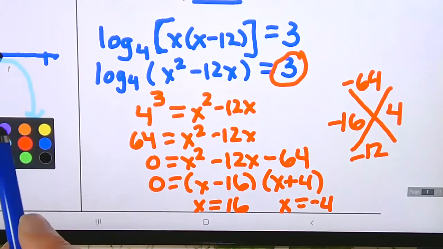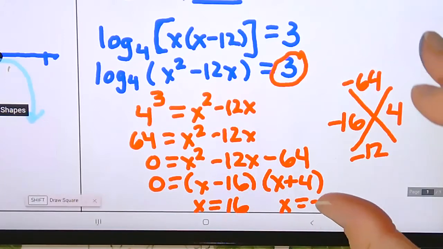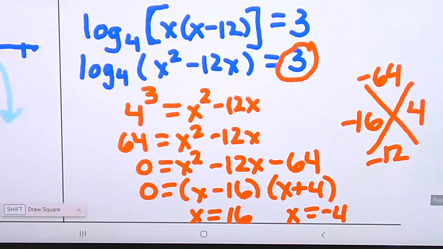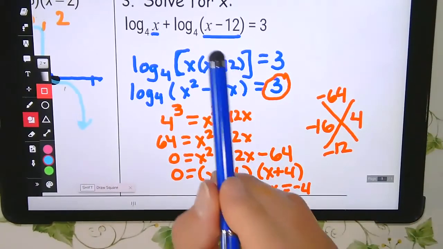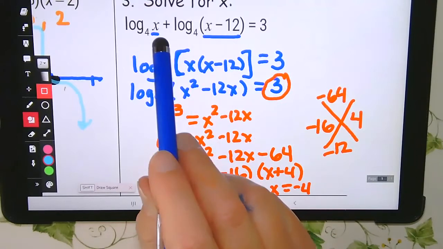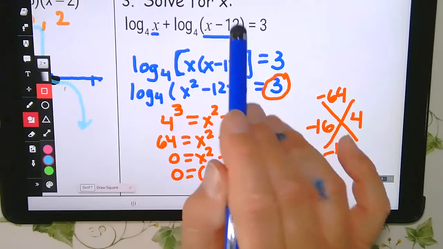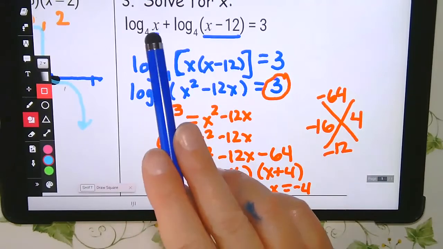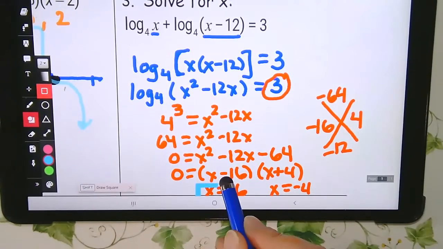Now, before I get excited and start circling these answers, I need to check in my original problem. So let me shrink this out. Checking my original problem, I need to see if when I put these in place of my x's here, I cannot take log of a negative. So I want to make sure that I don't get a negative here or here. 16 will not make either of those negatives, so that is going to be an answer.